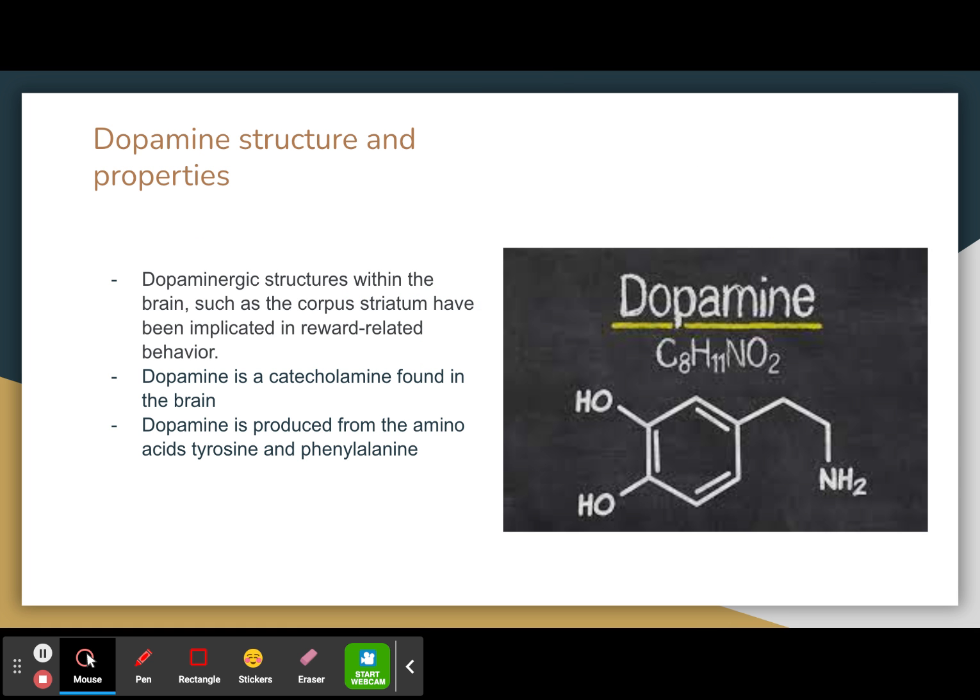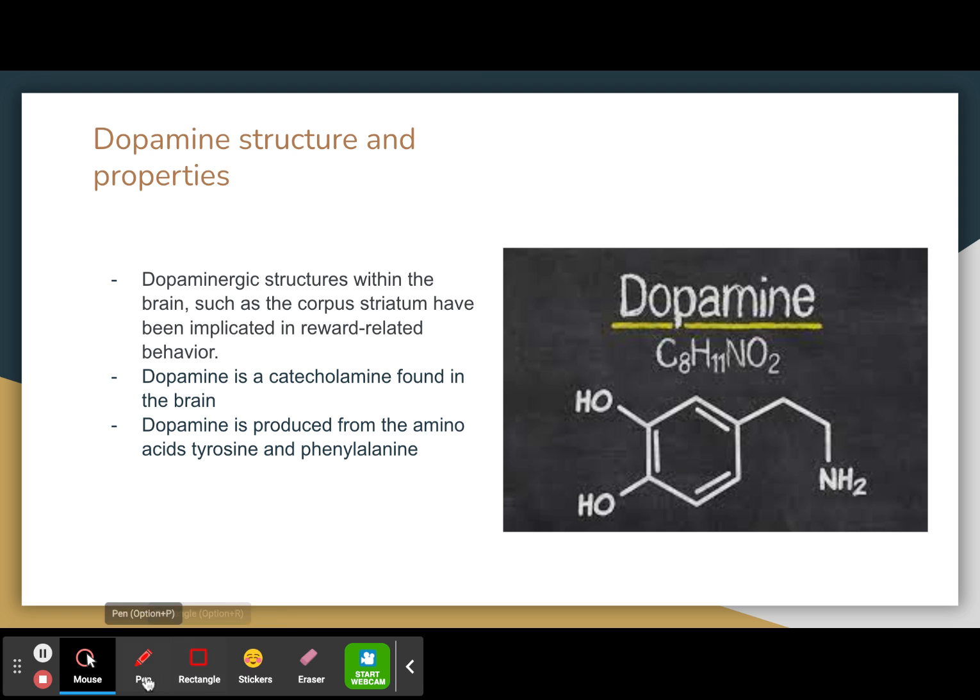The chemical structure of dopamine is C8H11NO2, and dopaminergic structures within the brain, such as the corpus striatum, have been implicated in reward related behavior. Dopamine is a catecholamine found in the brain, and catecholamines are hormones that also function as neurotransmitters. The body produces them in the brain, nerve tissues, and adrenal glands.